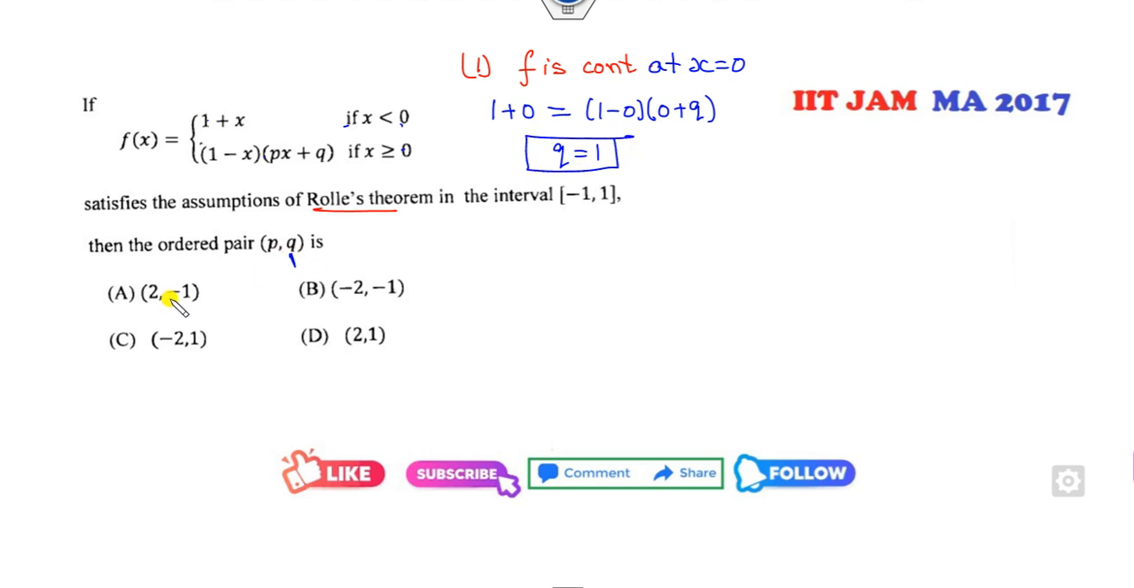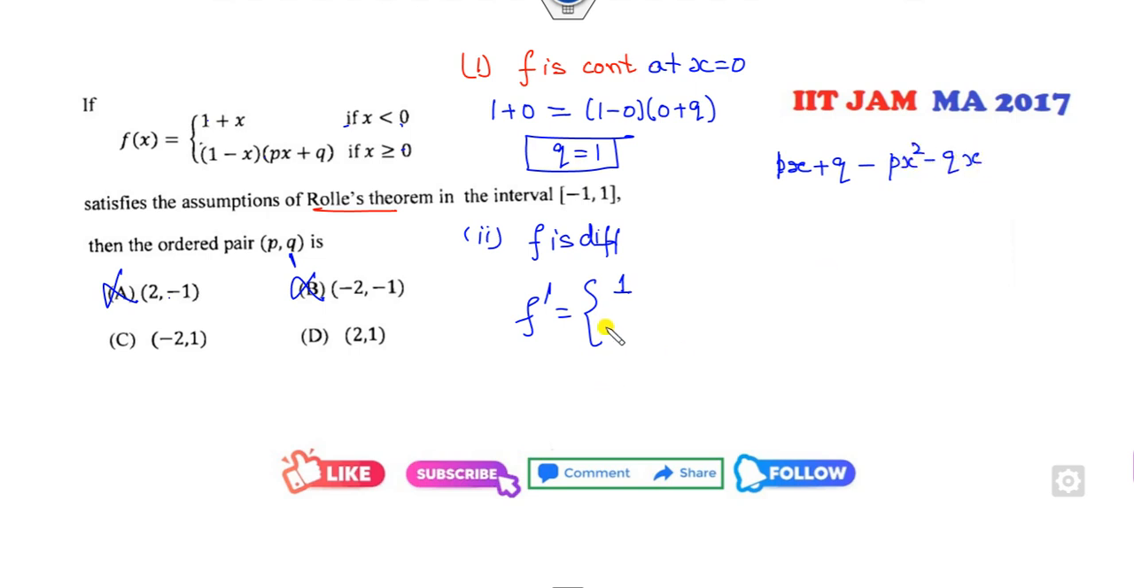So q, second component, this option cancels, this option cancels. The second property of Rolle's theorem is that f is differentiable. So if I find the derivative of this, it is my 1. If I open this bracket, it is px plus q minus px square minus qx. So what is the derivative of this? p minus 2px minus q.